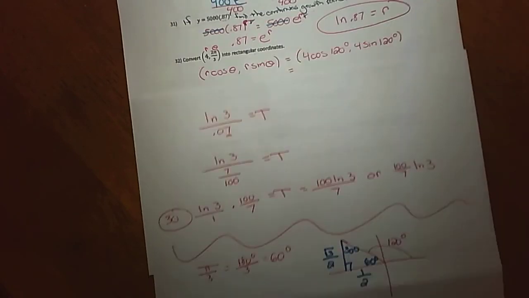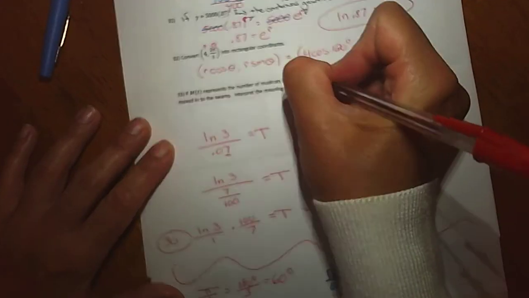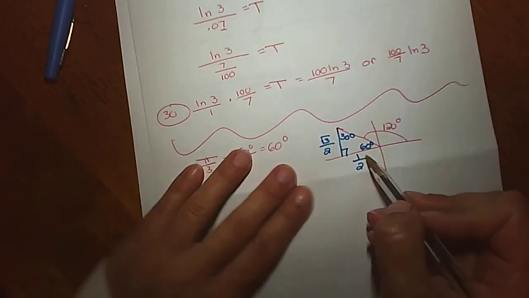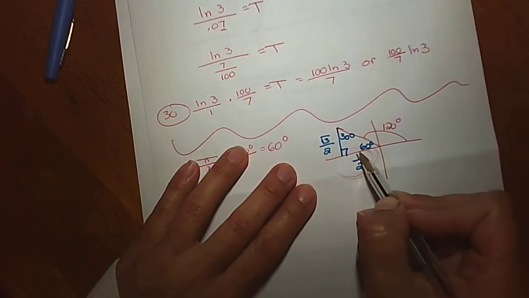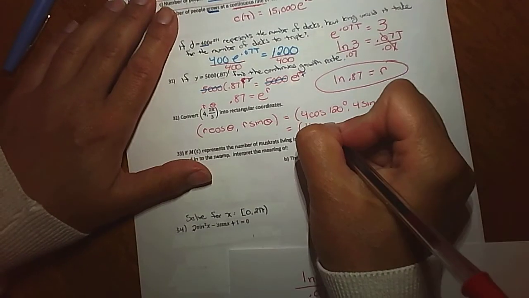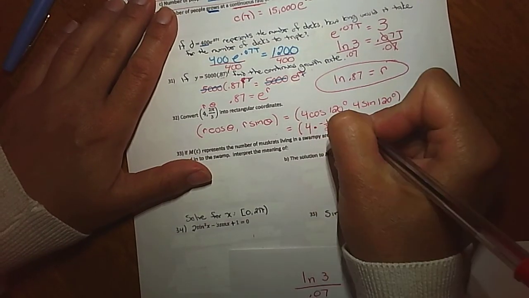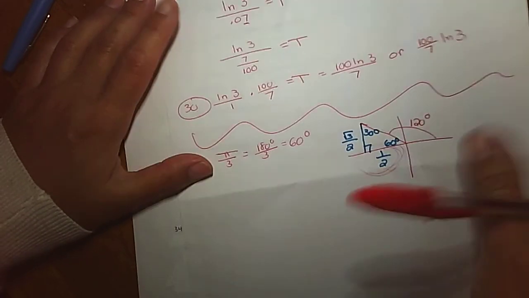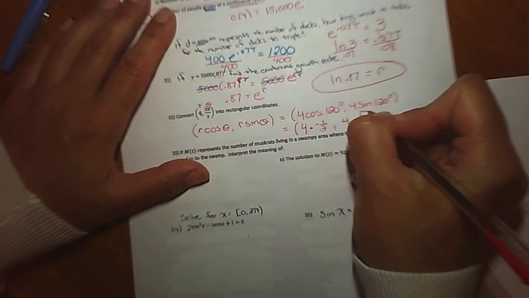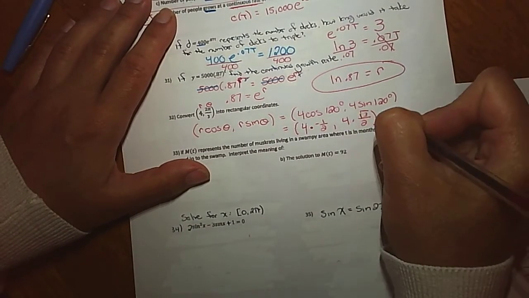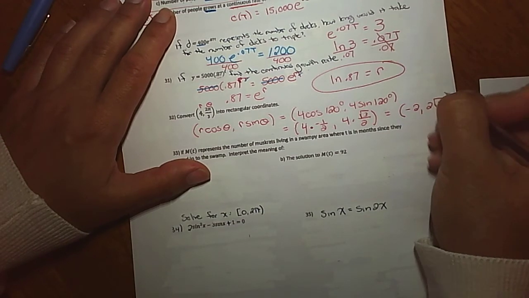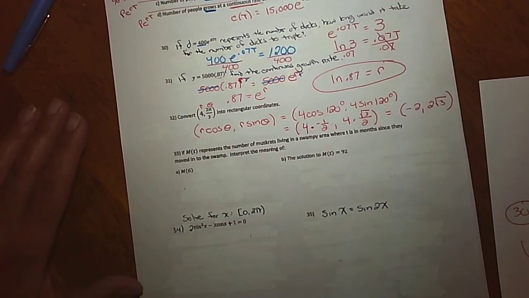All right, so I need to know now, this is going to be 4 times cosine of 120. Cosine would be whatever's on the x-axis, and in this quadrant, cosine is negative. So it's going to be 4 times negative a half. And then 4 times sine of 120. Sine is this guy, and in this quadrant, sine is positive. So that leaves me with the point negative 2, 2 radical 3. And that's the answer for number 32.